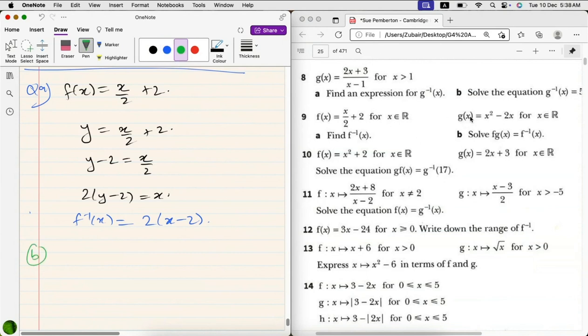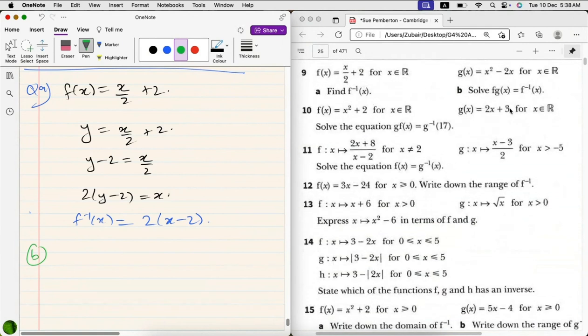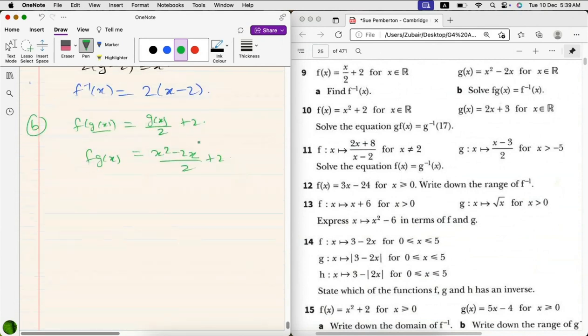D part says solve fg is equal to f inverse. We already have f inverse. I will work for fg of x first. I'm substituting g of x in f of x, which would mean g of x by 2 plus 2. That is (x square minus 2x) by 2 plus 2. fg of x done.